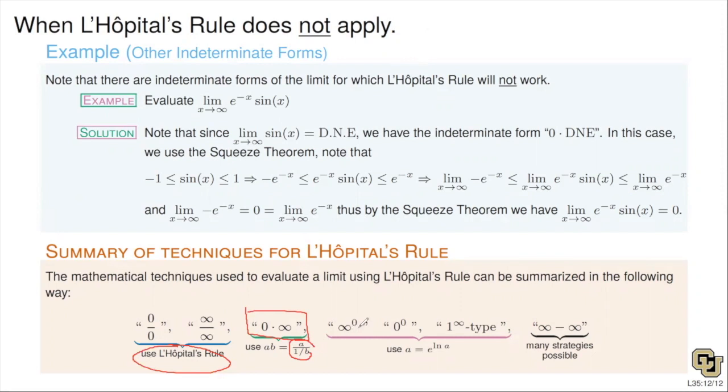For infinity to the 0, 0 to the 0, or 1 to the infinity type, we rewrite the thing we're taking the limit of. We use the fact that a equals e to the ln of a, and then use properties of the log. Finally, for infinity minus infinity, there are many strategies involved, like combining the fractions, multiplying by the conjugate, factoring and canceling, so you have to approach it on a case-by-case basis. So that's L'Hopital's rule, very important.